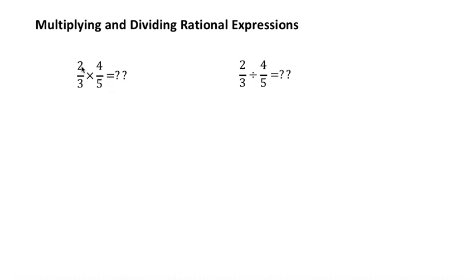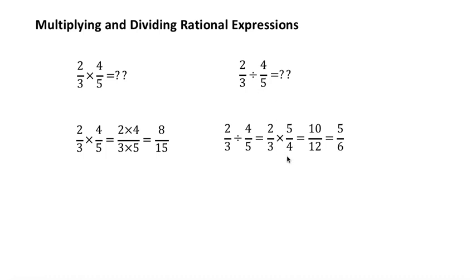So let's try this. Let's make sure we know how to do this first, though. How do you multiply fractions together? You multiply the numerator by the numerator and the denominator by the denominator, just like that. How do you divide fractions? Well, dividing by a fraction is the same as multiplying by the reciprocal. So you flip over the second fraction.